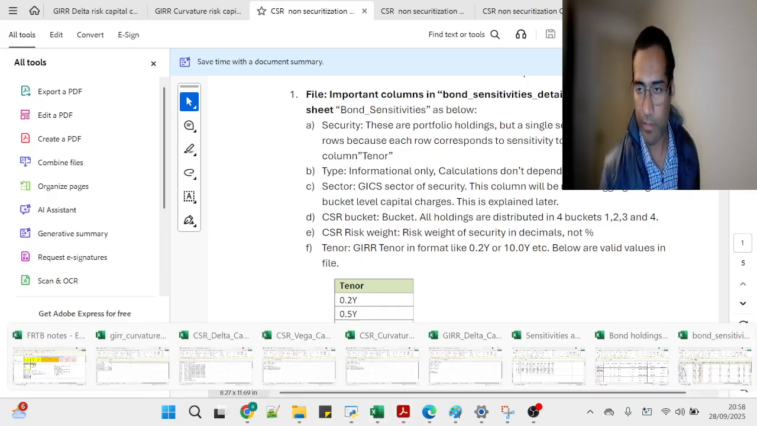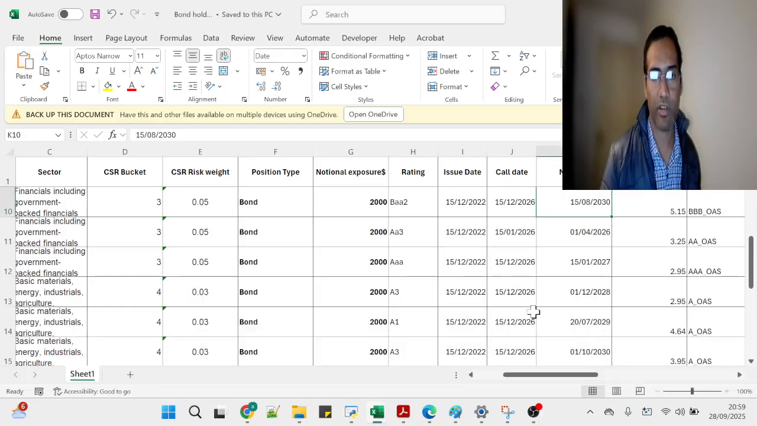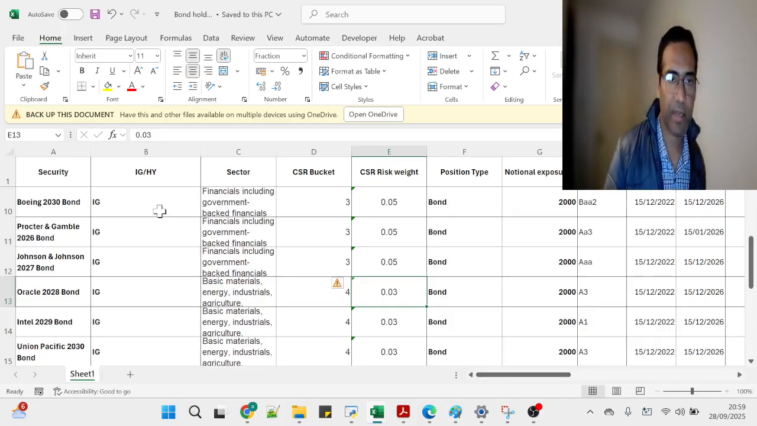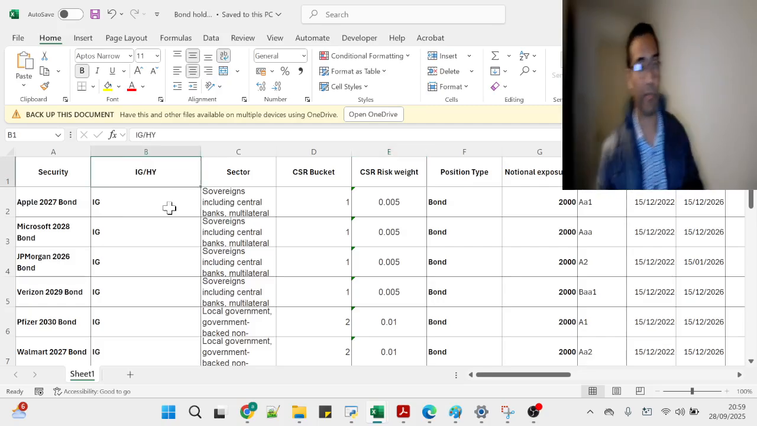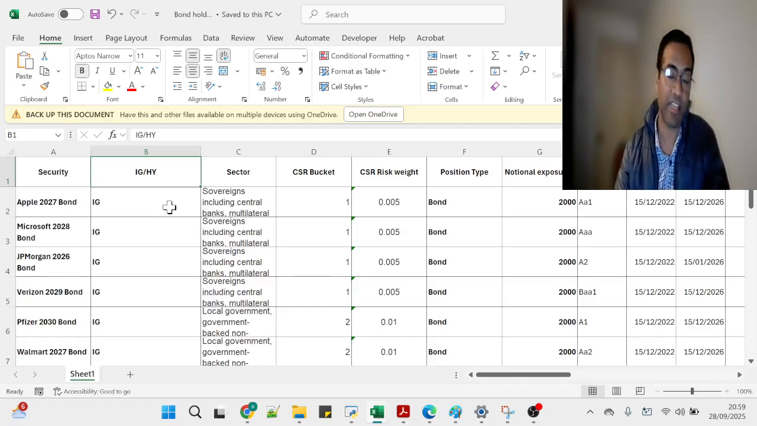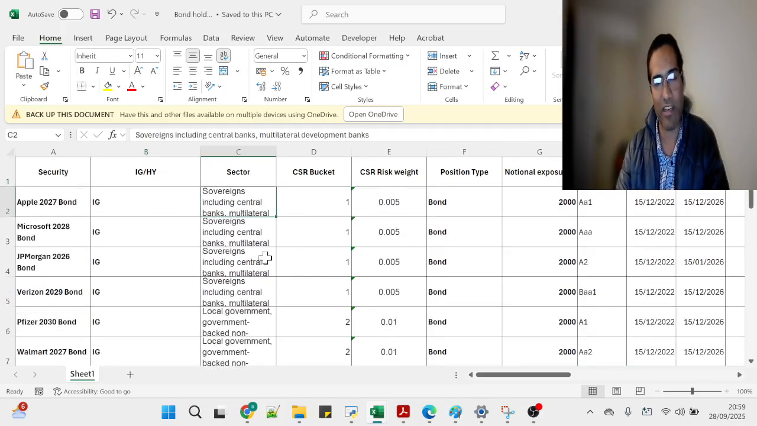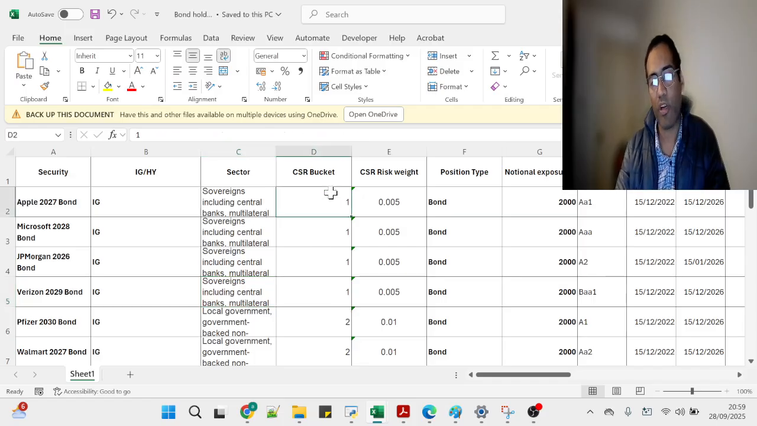And so what is different, that I wanted to show you in the CSR versus GIRR. One important thing is IG versus high yield. That distinction becomes important. IG versus HY: investment grade versus high yield. Sector is also important. Your bond belongs to which sector? This is all hypothetical, and I have used some freedom. I know that Pfizer is not local government, and Verizon is not sovereign. The important thing is the methodology.